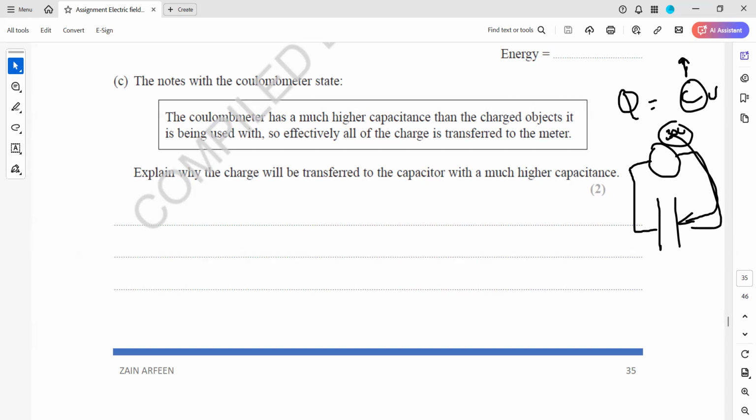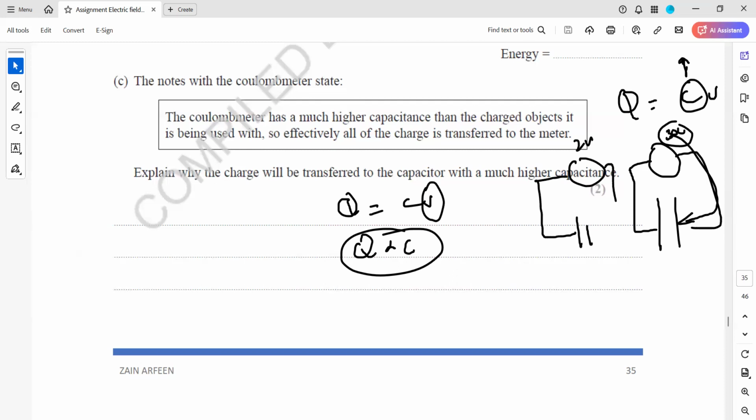So if the capacitance is high, what is the relation with the charge stored? We have the formula Q equals CV. If you have a constant voltage, a voltage that does not change, the charge stored on the capacitor is directly proportional to capacitance. So a greater value of capacitance means it will store greater charge for the same potential. Say this object has a potential of 2 volts, and this has a capacitance of 10 coulomb per volt. So it can store 10 coulombs of charge per volt.